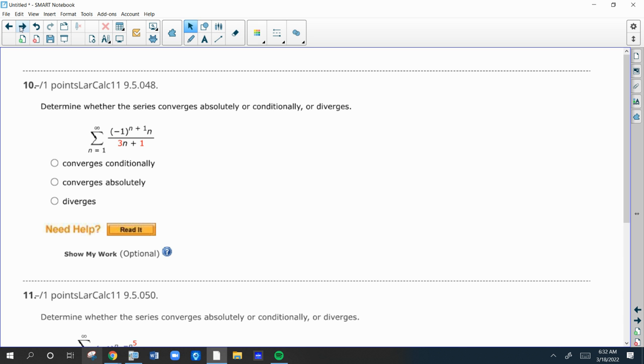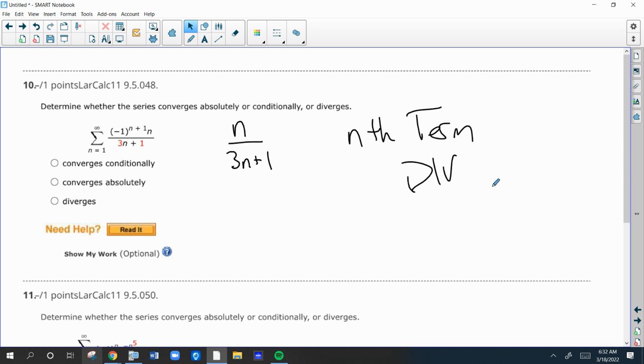Number 10, same question. The absolute value of this, this is an easy one. I can see right now this series diverges from the nth term test because the nth term is 1 over 3. So let's say nth term divergence. Done.